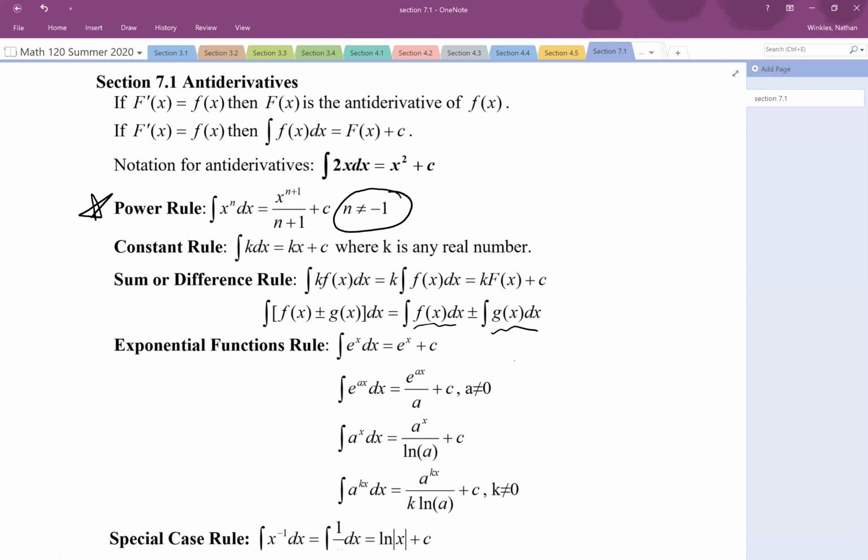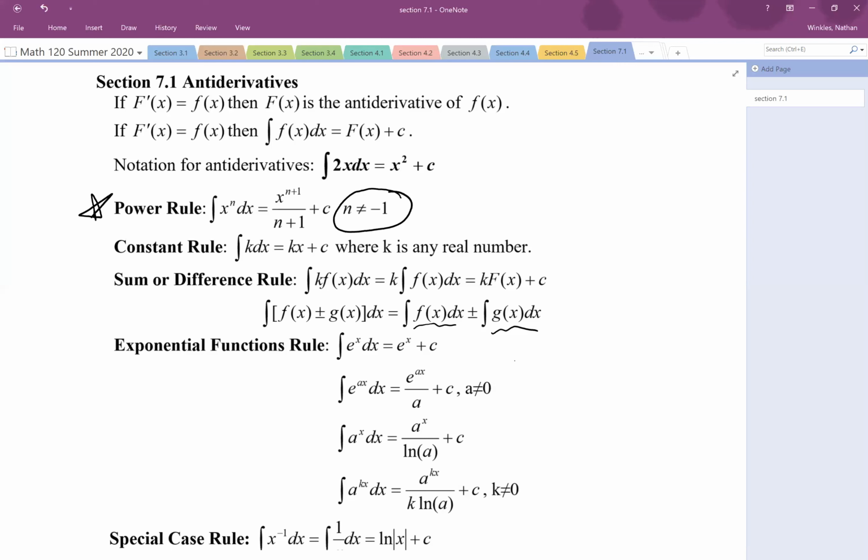Some exponential rules here. The integral of e to the x dx is equal to e to the x plus c. The integral of e to the ax dx is equal to e to the ax divided by a plus c. When we took the derivative of e to the ax, we took the derivative of the exponent and multiplied in front. Now we're going to divide by it to undo that.